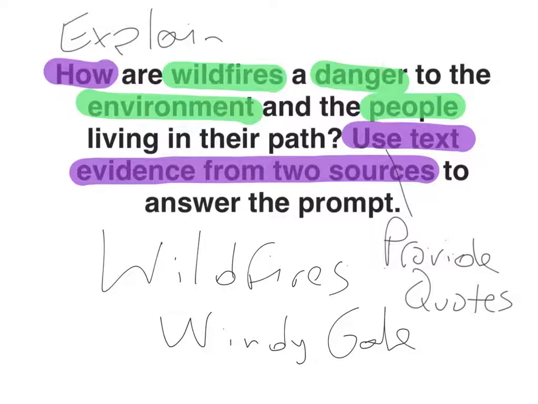I'd also look at the next sentence. Use text evidence from two sources to answer the prompt. At this point, students might not know what a prompt is, and so I would tell them that the prompt specifically here is referring to the question up here. I would also explain to them again that evidence from two sources means quotes or paraphrases. I have to use textual evidence to answer the prompt.